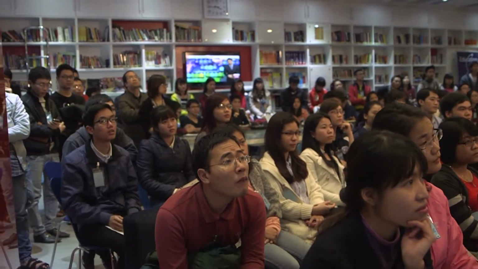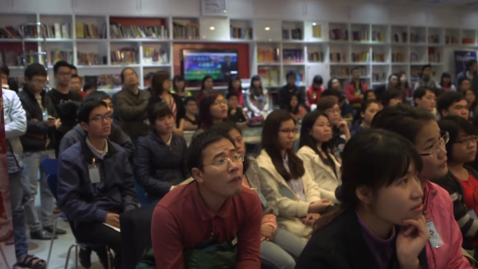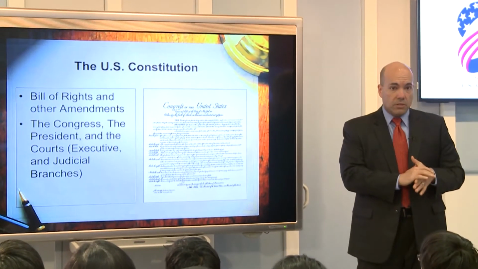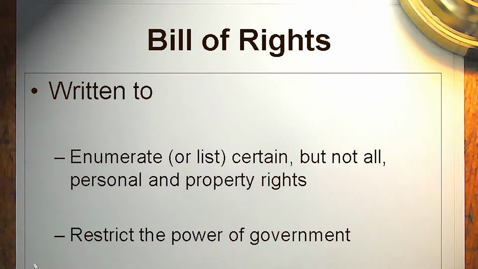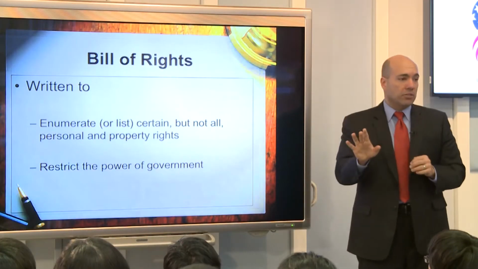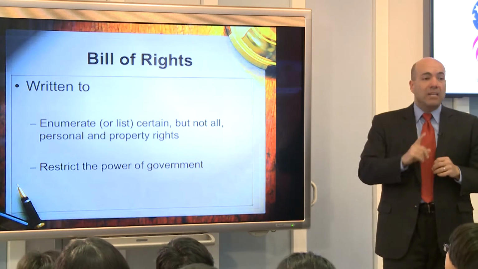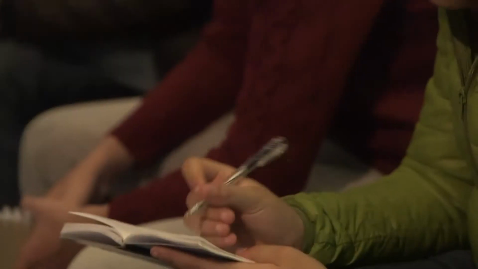So today we're going to talk about the Constitution of the United States. What the Constitution covers: there's a Bill of Rights and subsequent amendments, and it also establishes our three branches of government. Our Bill of Rights was written to enumerate, or list out, certain but not all of our personal and property rights, and it was written to restrict the power of government.